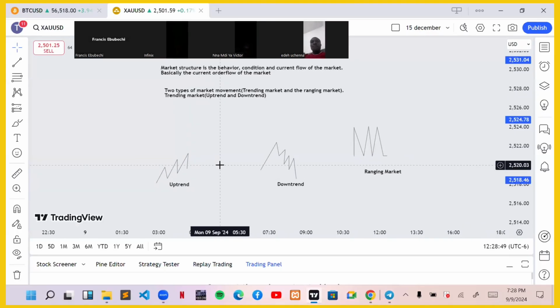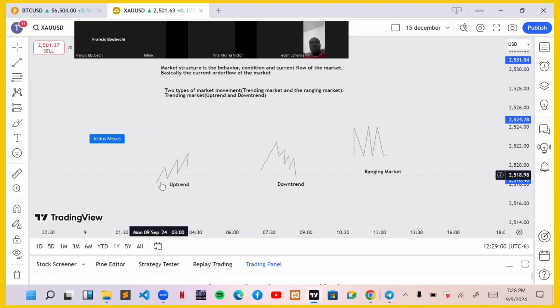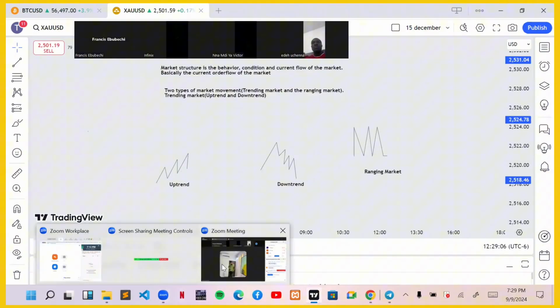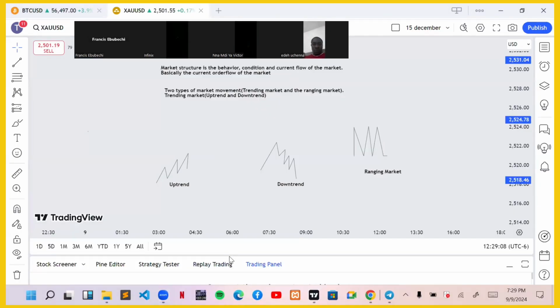So market structure is the behavior, condition, and current flow of the market. There are two types of market movements: the trending market and the ranging market. The trending market has two types: uptrend and downtrend. This is what an uptrend is, this is what a downtrend is, and this is what the ranging market is.